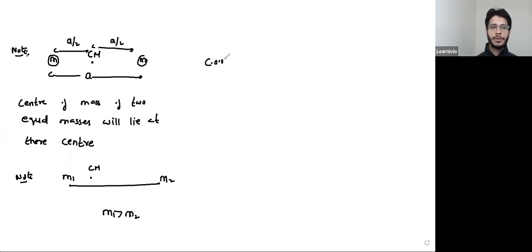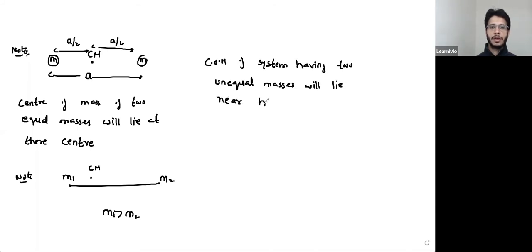So center of mass of system having two unequal masses will lie near heavier mass. So center of mass will lie near the heavier mass. Okay, just note it down.